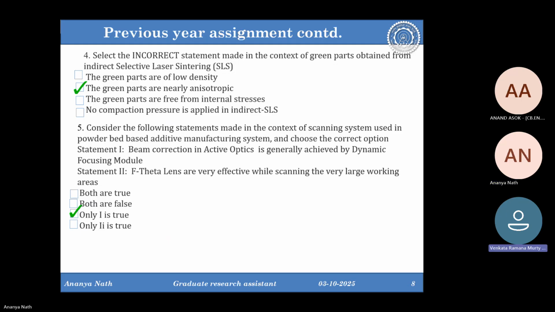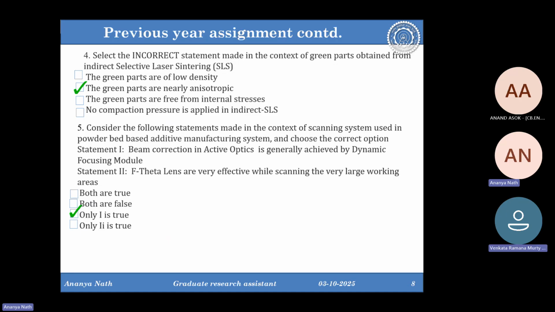Yeah, the first one is flying optics. Beam correction in active optics is generally achieved by dynamic focusing module. Yes, that is equivalent to flying optics. Statement one is the dynamic focusing module. Dynamic focusing means flying optics. Beam correction in active optics is achieved by the dynamic focusing module, which means we have multiple sets of lenses with which you can focus at different regions. So that is the scanning system.